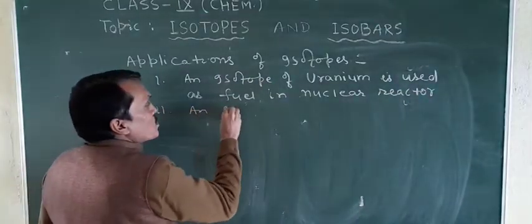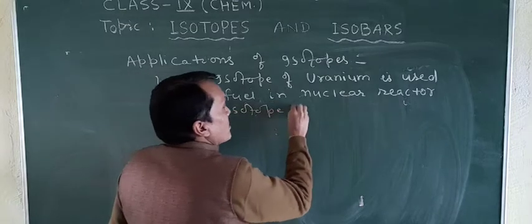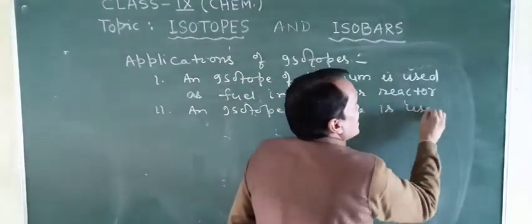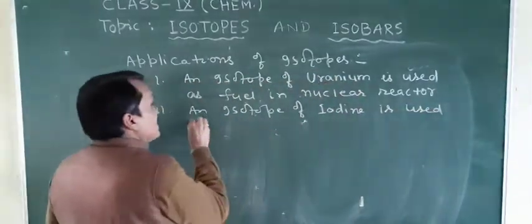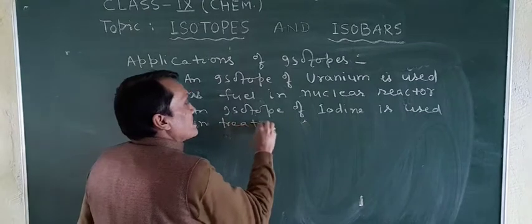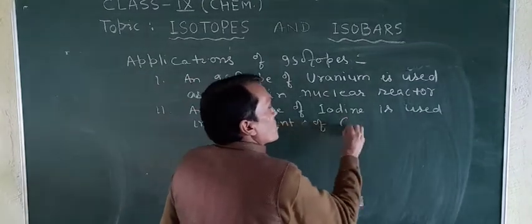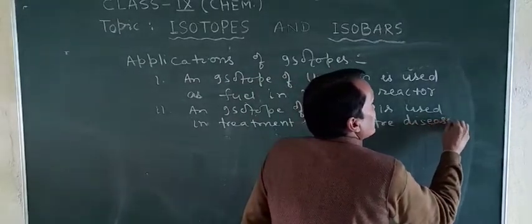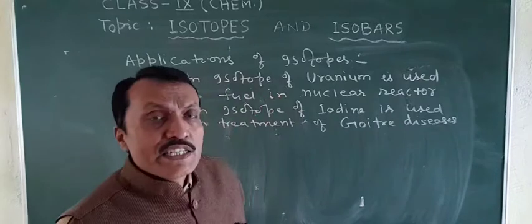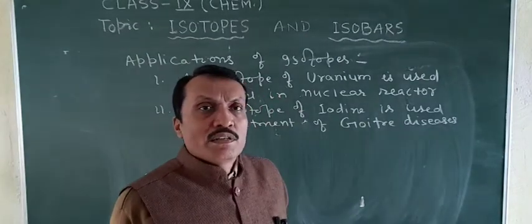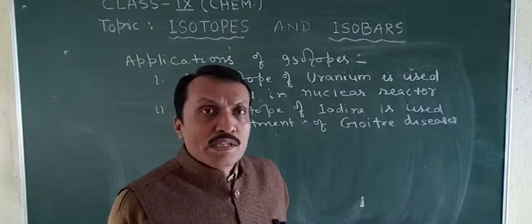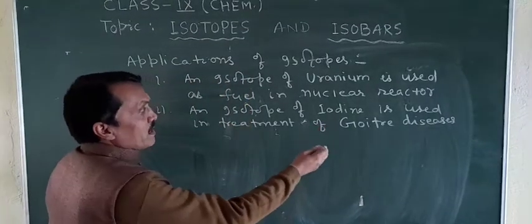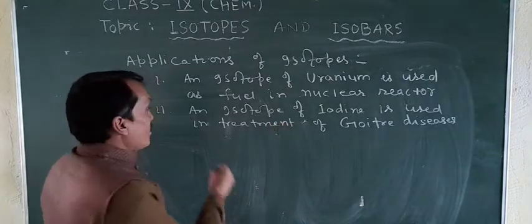Second, an isotope of iodine is used in treatment of goiter disease. Goiter is the disease of the neck in which the neck swells up. So that disease is treated with the help of an isotope of iodine.